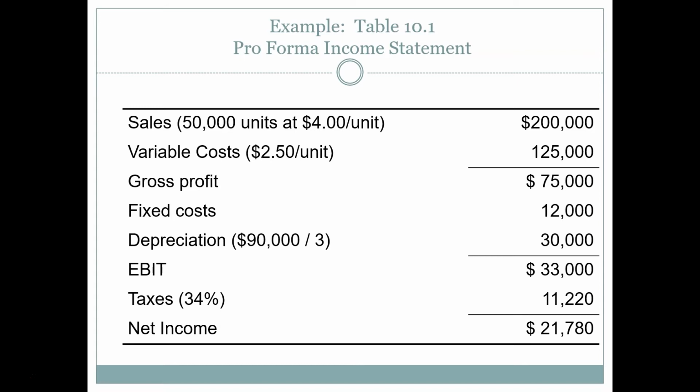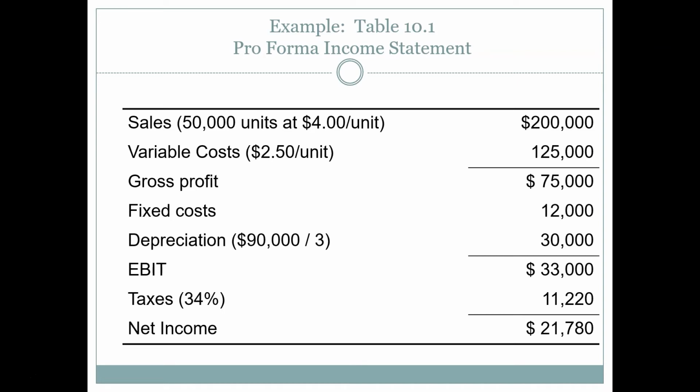Then I pay taxes on that amount. Say I didn't need a loan, so I don't have any interest, because EBIT is earnings before interest and taxes. But if I don't have any interest payments because I don't have a loan, then the next thing I do is take taxes out. I'm going to pay taxes at a 34% rate. Now this is a little high. The corporate tax rate was just reduced to 20%.